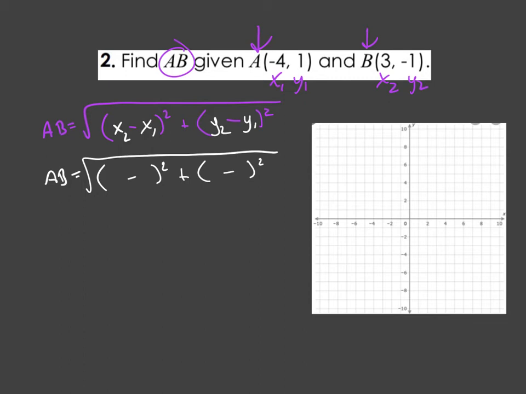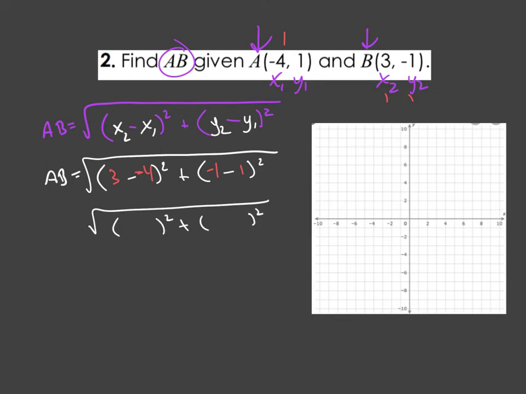Okay, so my x2 is 3. My x1 is -4. Notice the negative is not the minus sign. It's an additional minus sign. So y2 is -1 and y1 is +1. All right, I'm going to come down one layer here and I'm going to make a big square root.